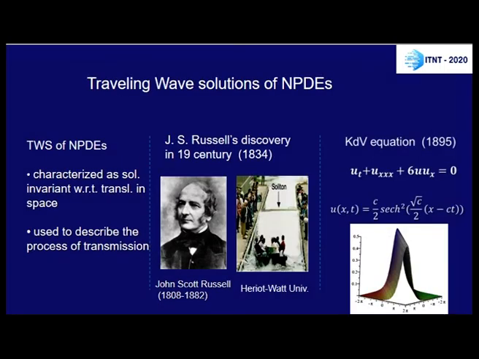Traveling wave solutions are some special kinds of solutions to nonlinear wave equations. They can usually be characterized as solutions invariant with respect to translation in space. They are used to describe the process of transmission. Solitary wave is a particular type of traveling wave, which was first discovered by John Scott Russell in 1834.